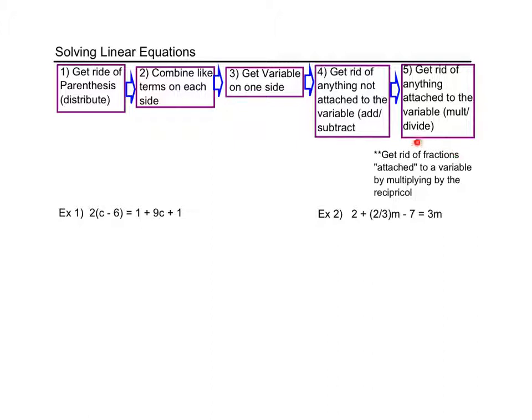Just a little side note, and you'll see how this works, I have it in an example. I will get rid of fractions that are attached, in other words, multiplying by a variable, by multiplying by the reciprocal. So if I look at example 1, I'm going to go through this exact same process that I just mentioned up above.